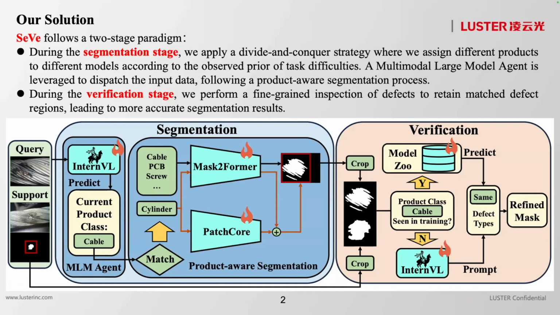In order to deal with this complex issue, our SEVE follows a two-stage coarse-to-fine paradigm. During the first segmentation stage, we apply a divide and conquer strategy. A multimodal large model agent is used to dispatch the input data, following a product-aware segmentation. During the second verification stage, we perform a fine-grained inspection of defects to return the matched defect regions, leading to more accurate segmentation results.